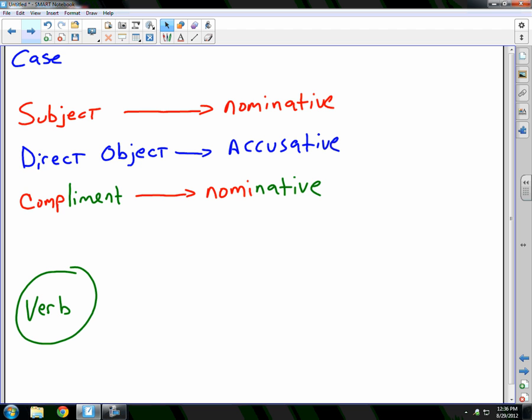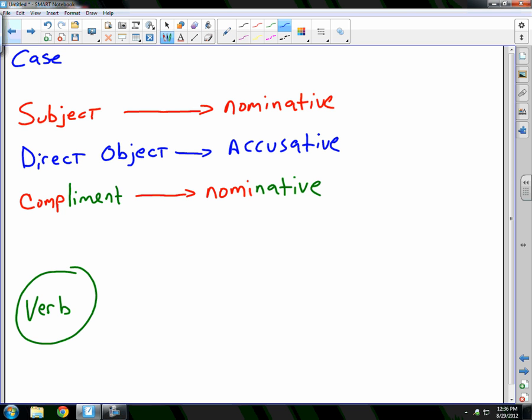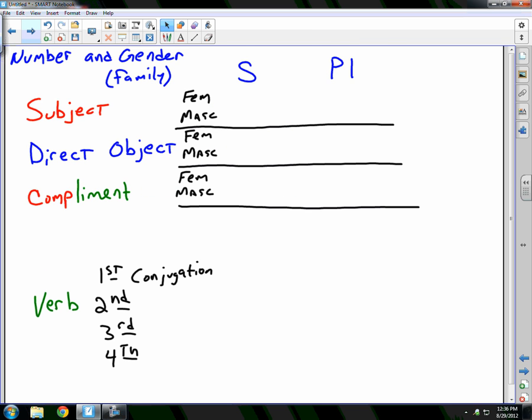If I'm looking at a noun, I want to know what the case is. That's the first thing. The next thing that I'm looking at for nouns is number and gender. I want to know what the number and gender is. For verbs, I'm looking for what conjugation or what family it belongs to. If it is a subject, we know from right here that the subject of a sentence is going to be nominative. So I'm looking for nominative endings.